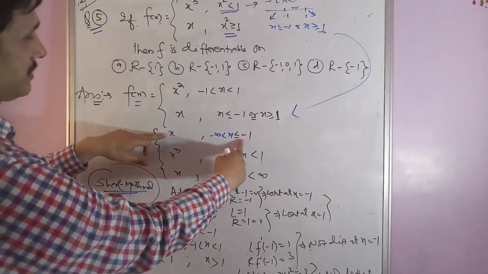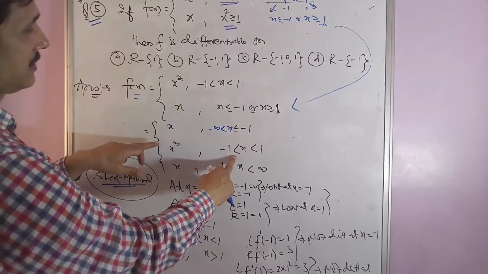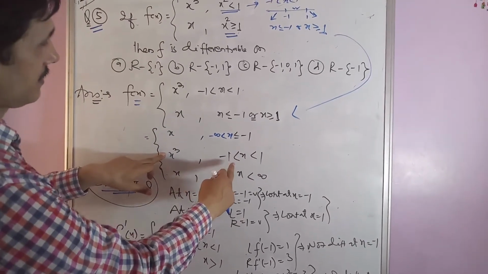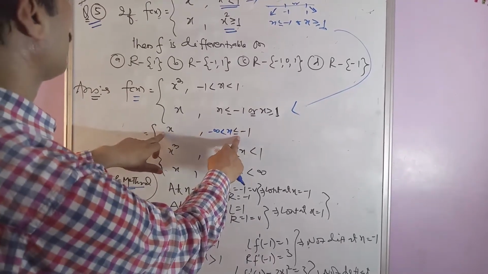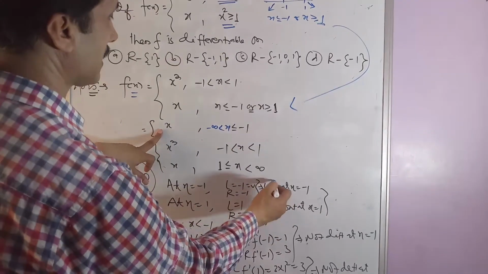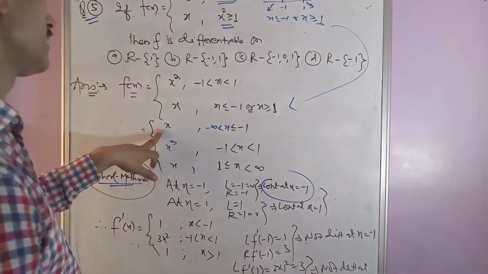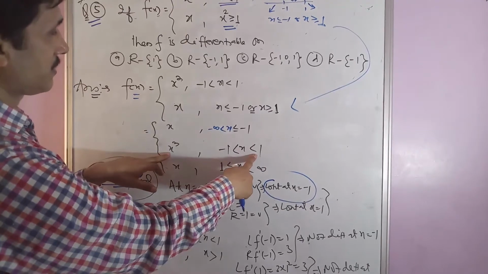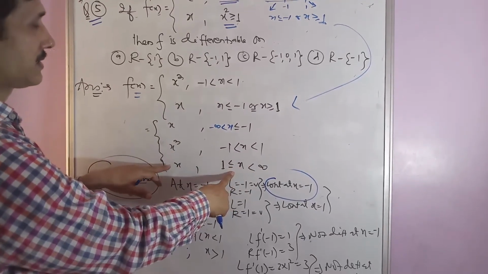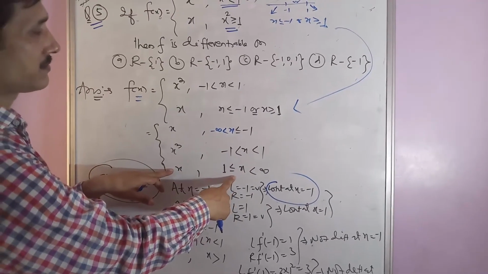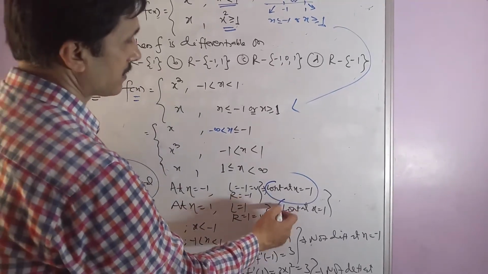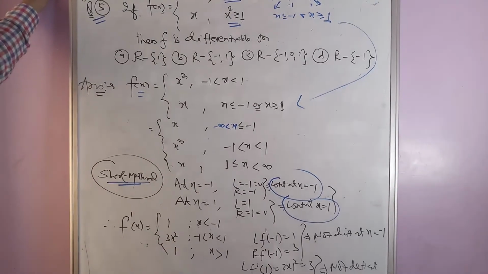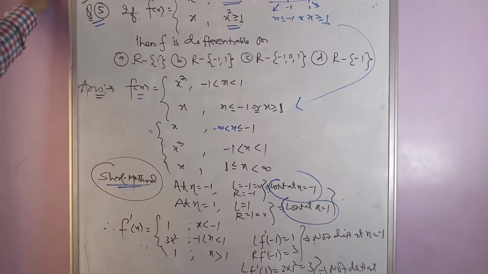At x equal to minus 1, the left hand limit is minus 1, the right hand limit is minus 1 whole cube, minus 1, and the value is again minus 1. So continuous at x equal to minus 1. The second change point is 1. Left hand limit at 1 is 1 cube, 1. Right hand limit at 1 is 1. And the value at 1 is again 1. So continuous at x equal to 1 also. Function is continuous at both change points, minus 1 and 1.